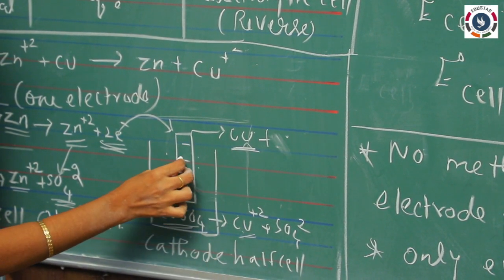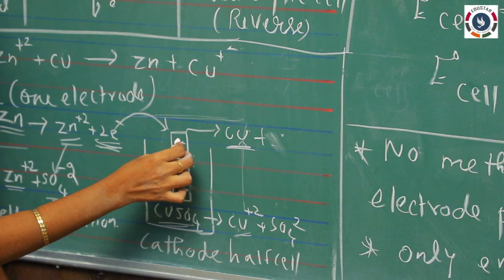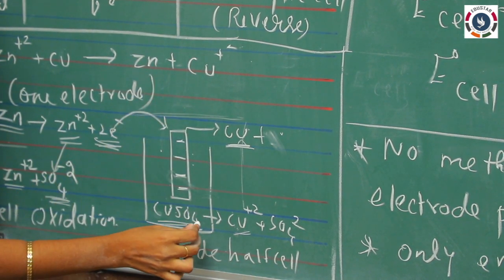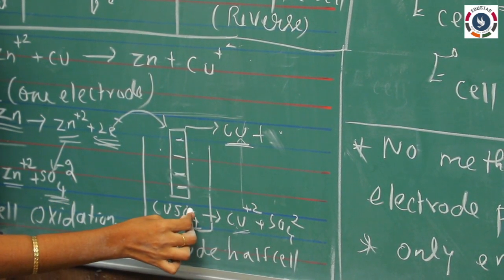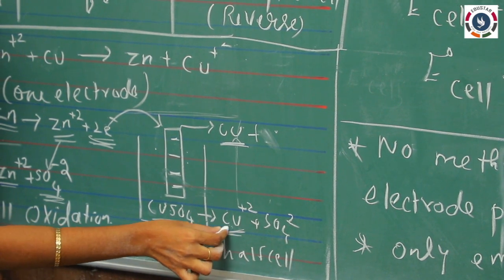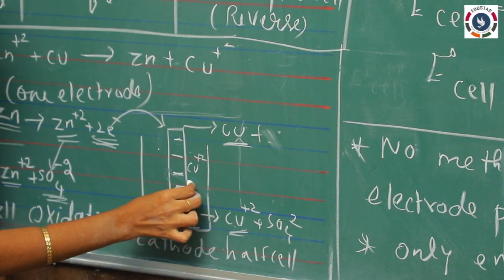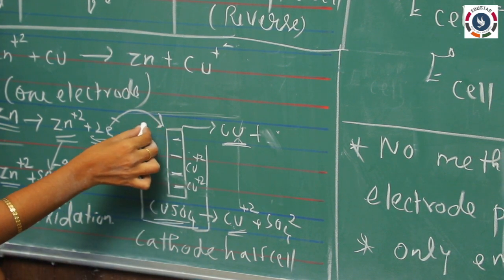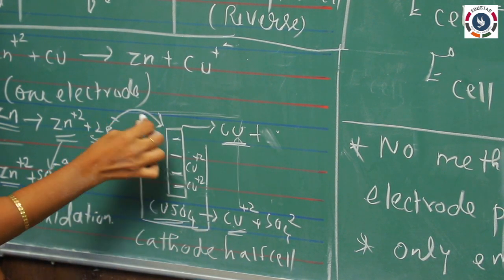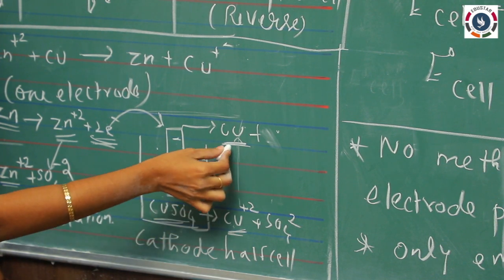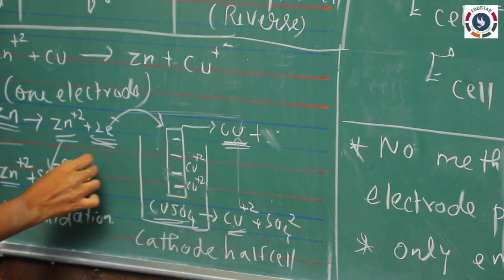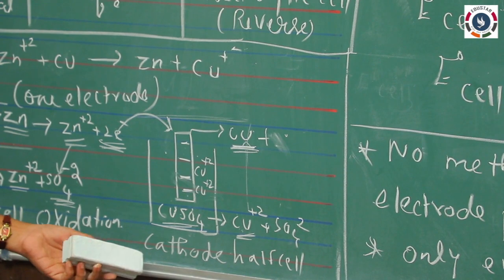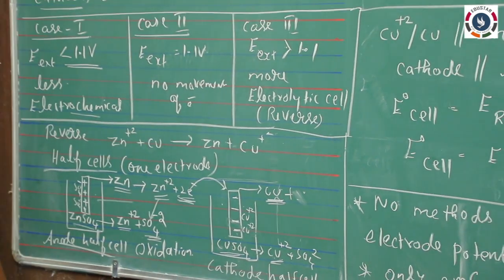This is the negatively charged electrode because it is the cathode. Copper ions are attracted to this negatively charged electrode and will be present in the immediate neighborhood, and they will receive the 2 electrons from the anode and become copper. This is the cathode half cell. Here the reduction potential is happening.